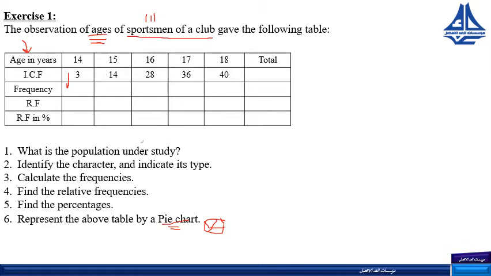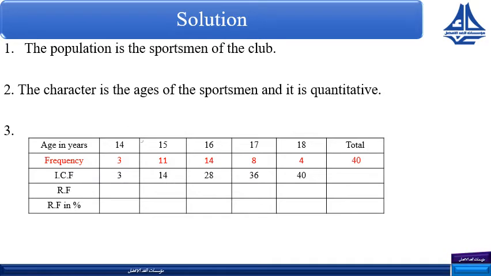Now I will solve this exercise with more explanation and details. As stated before, the population is the sportsmen of the club. This is the set under study. It's not enough to say that the population is the sportsmen. The sportsmen were of the club. Number 2, the character. The character is the ages. This is the variable between them, and this variable is quantitative since it's represented by numbers.